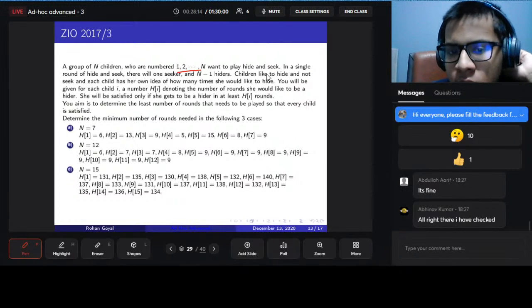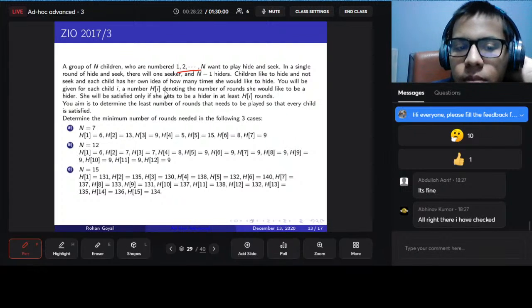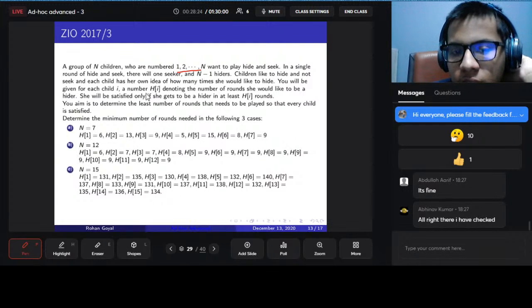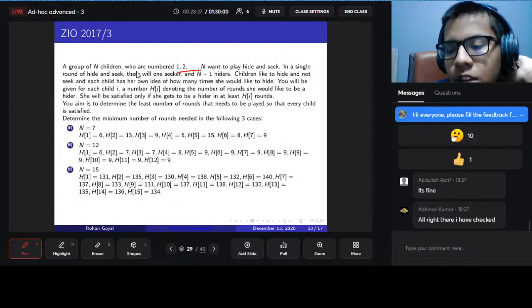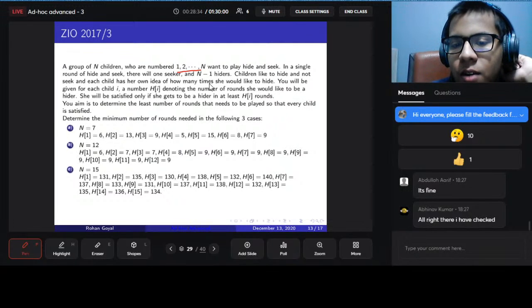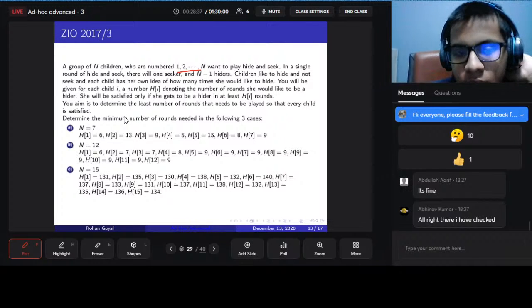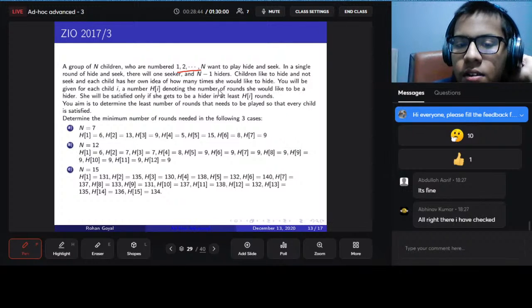And each child has her own idea of how many times she would like to hide. So everyone wants to hide at least some given number of times. You'll be given a number hi for each child i, which tells at least how many rounds they want to be the hider. They'll only be satisfied if they get to hide in that many rounds. So we want to find out at least how many rounds we will need so that everyone is satisfied. Determine the minimum number of rounds for the following three cases.